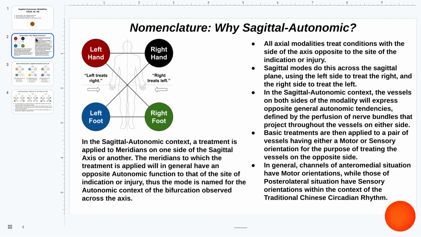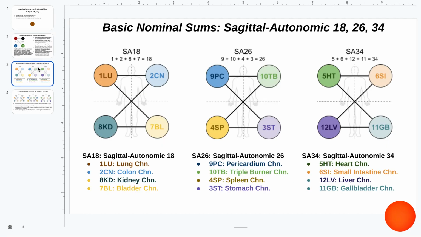Slide 2, Basic Nominal Sums. The 3 modalities shown here are some of the more common patterns used in treating clinical complaints. Setting the semantics of their physiological expression aside, this material will provide a valid nomenclature useful for categorizing the modes themselves and their orientation within the scope of the global balance method. Proceeding from left to right, the sagittal-autonomic modalities are composed as follows.